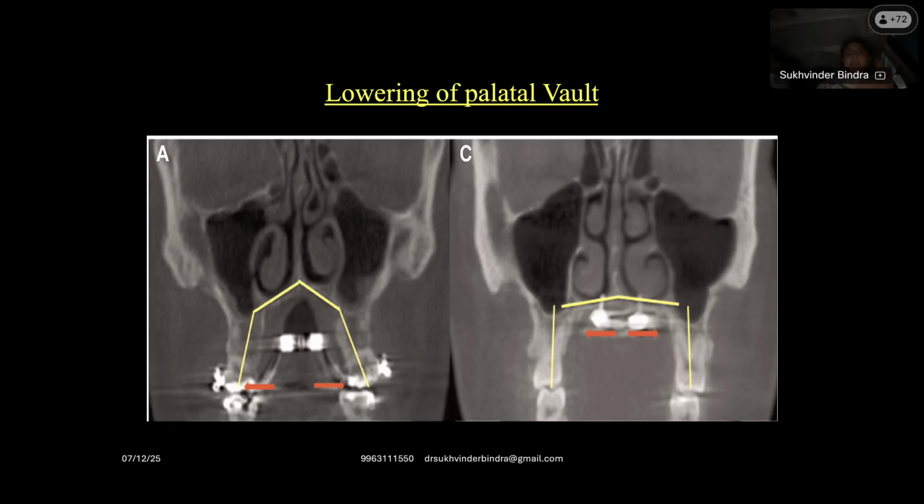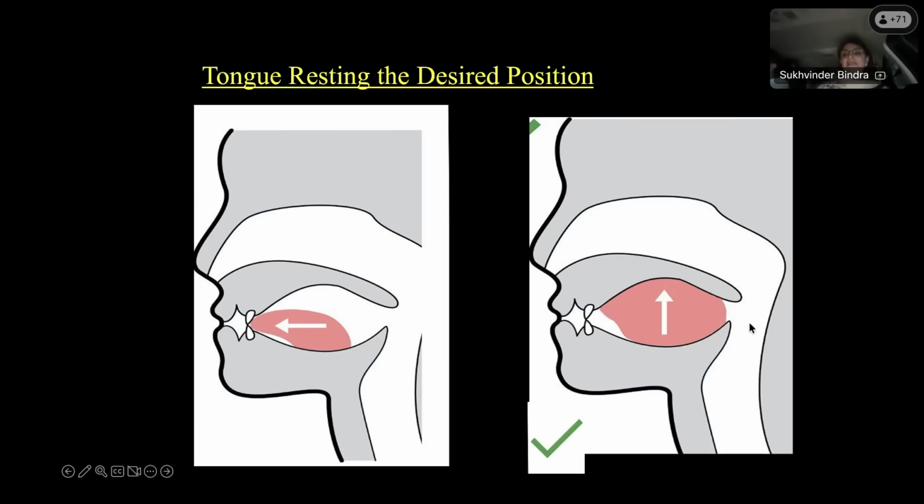So when you expand the maxilla, not only does the volume increase, you have seen the high arched palate, which you can appreciate here. When we expand it, the palate also becomes shallow. When the palate becomes shallow, the tongue starts resting in the proper position where it is supposed to be, and that helps in opening the airway at the retrolingual area.